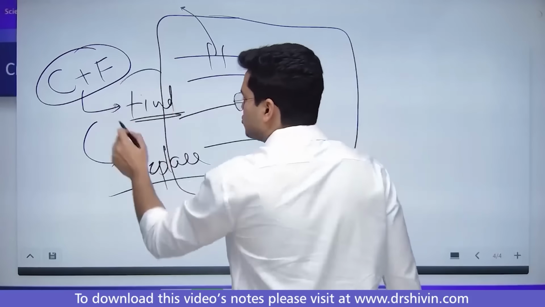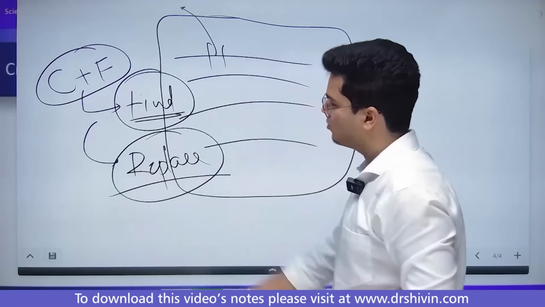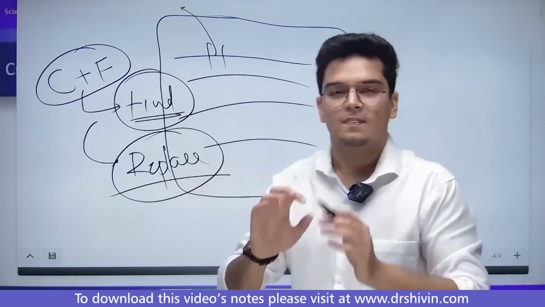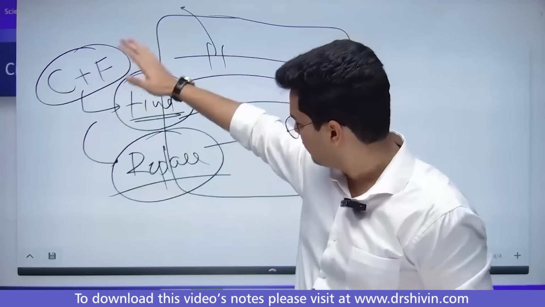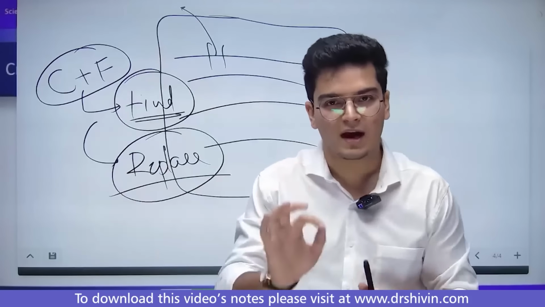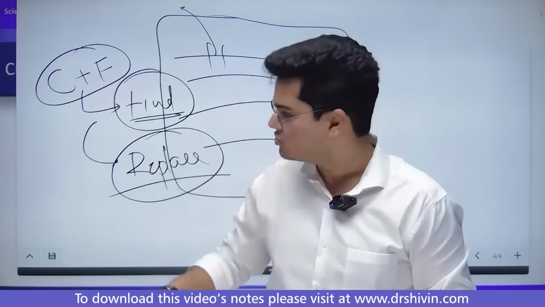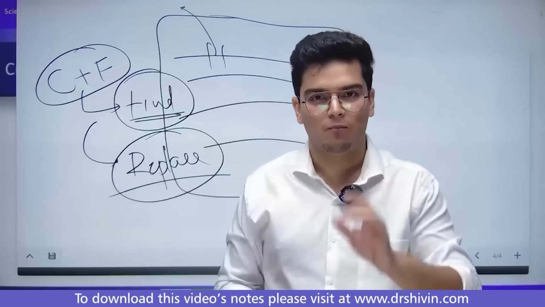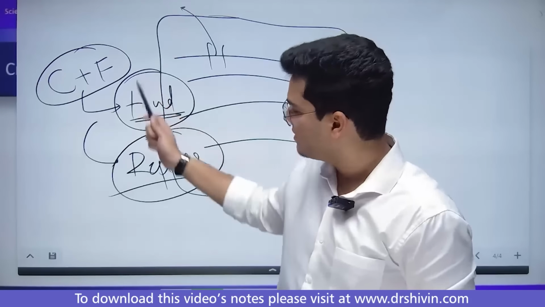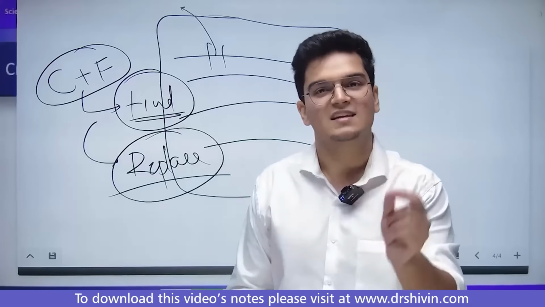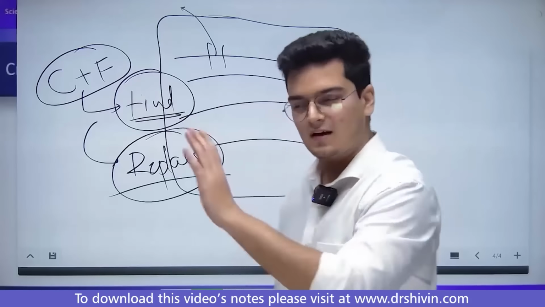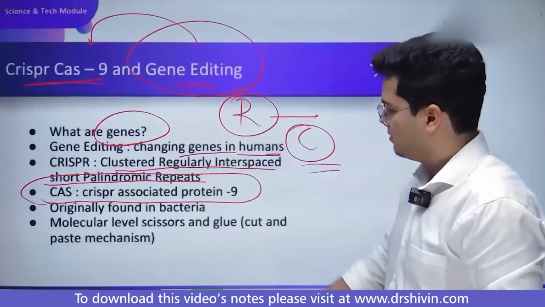So this find and replace function, Ctrl F to find and then replace, this find and replace thing we are doing at the DNA level, and this job is done by CRISPR. It is a molecular scissor. It is a find and replace mechanism at the DNA level. How does it work? Let's see.